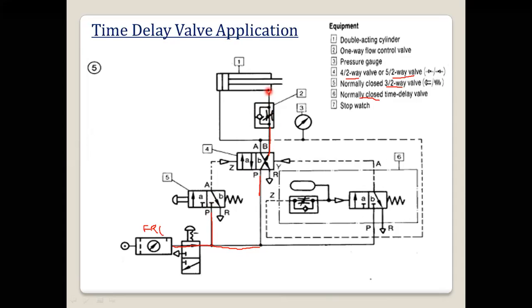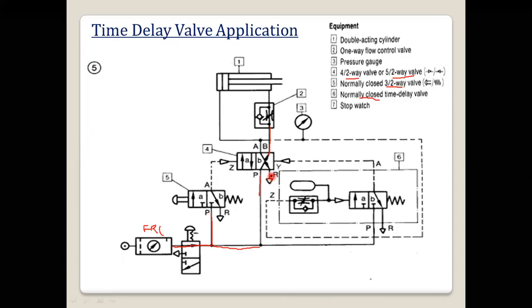Okay, it is going to the flow control valve. So the retraction will be done, and from here, sorry, air from the piston side will come to port A, and it is going to be released to the atmosphere.